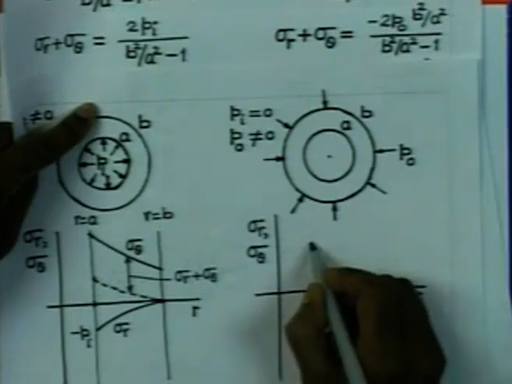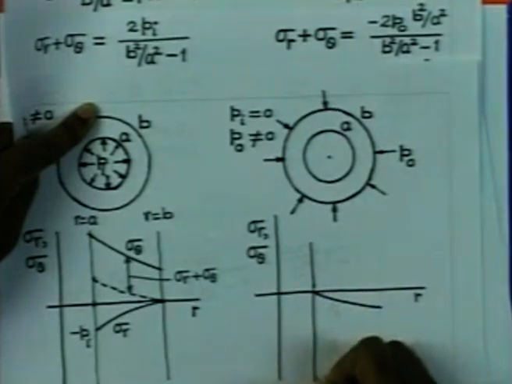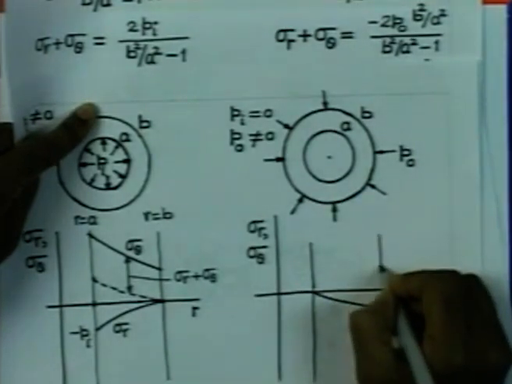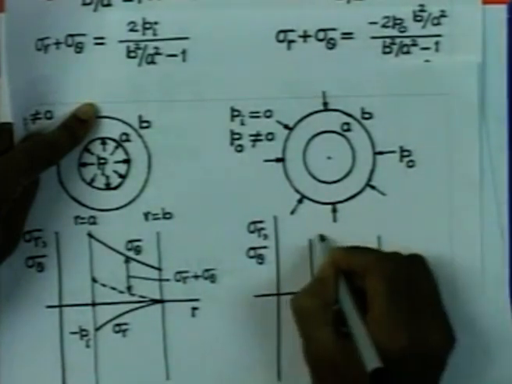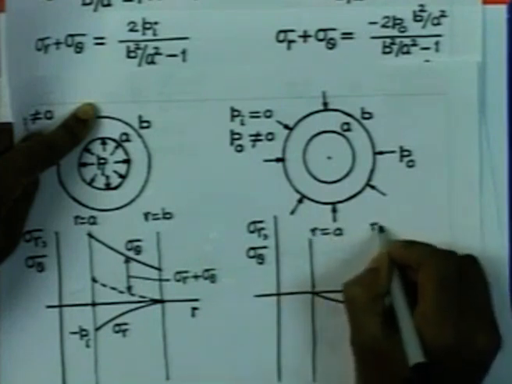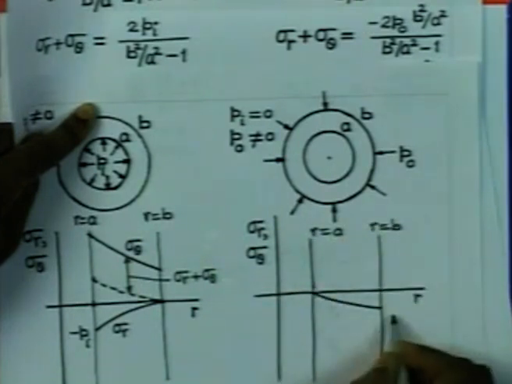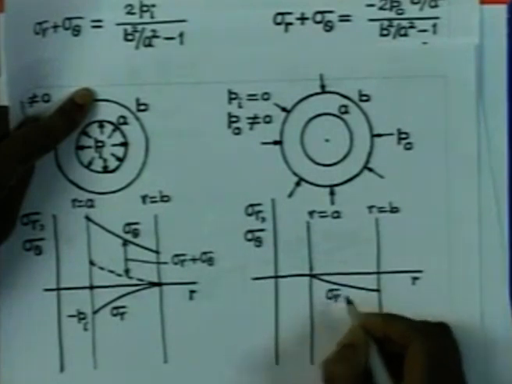So, if you consider that this is the internal radius, let us say that this is R equal to A and this is R equal to B. This is how the variation of sigma r is going to look.